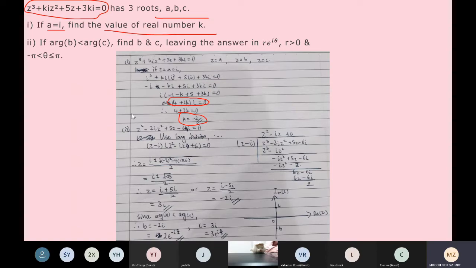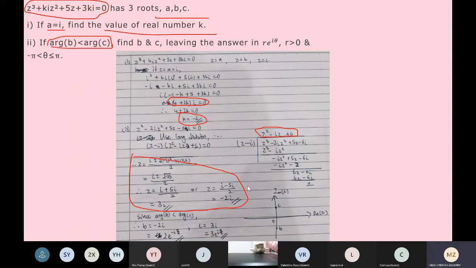But okay, moving on. So now you've got z equals to what I as a solution. What I did was I used long division to find the quadratic equation that I got here. Okay, z squared minus iz plus 6. So from there, what I did was use the quadratic equation again to find out what the remaining 2 solutions of z are. Okay, now we go back to the question which said that arg B is less than arg C.